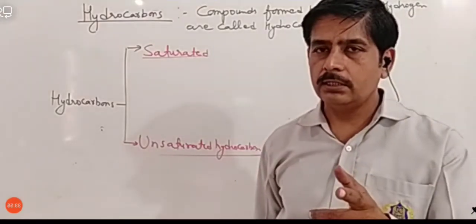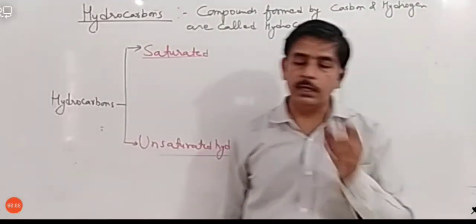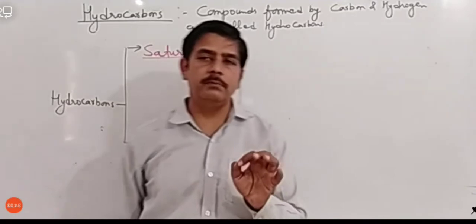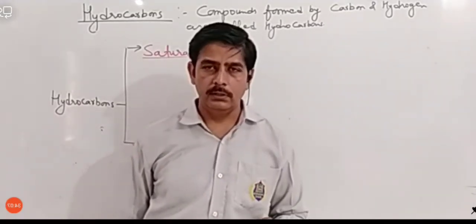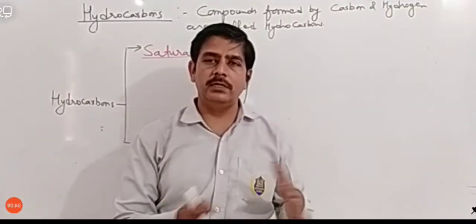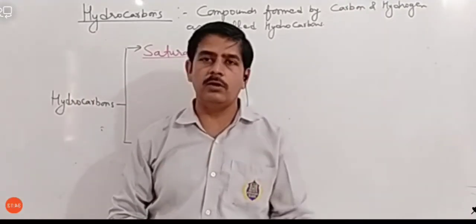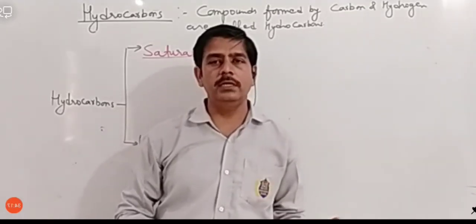Benzene. Actually, benzene is a hydrocarbon, beta, but its type is different. Benzene is called an aromatic hydrocarbon. When you study in 11th standard, you will get to know why benzene is called an aromatic hydrocarbon, because it has an aromatic ring, which we will study in 11th standard.